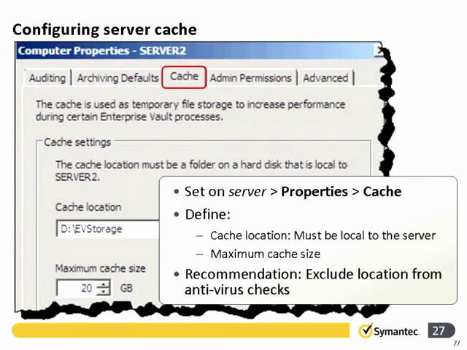One of the last things that we said we wanted to show you in this chapter, as far as initial configuration items that we're not covering in a different chapter, is the server-side cache. So we've opened a different property page. We've closed out the site property page that we've been looking at earlier. We've now opened the computer properties for the Enterprise Vault server named Server 2. We've gone to the cache tab.